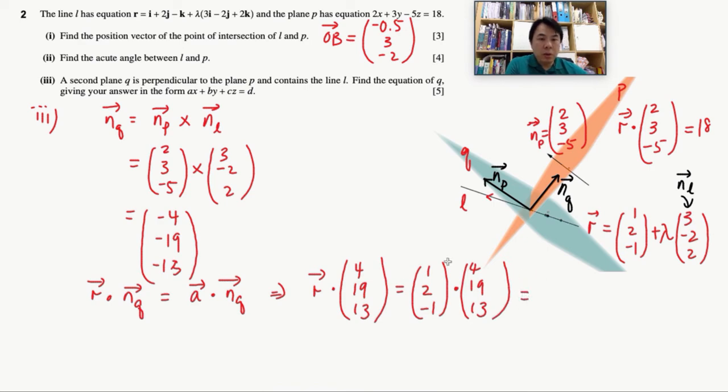So from here, all I need to do is work out this scalar product. So that will be 29. You can leave it in the vector form, but the question wants us to leave it in Cartesian format. So in Cartesian format, it will be 4x plus 19y plus 13z must be equal to 29. Then that will be the Cartesian form that represents the plane Q. I hope that is clear.